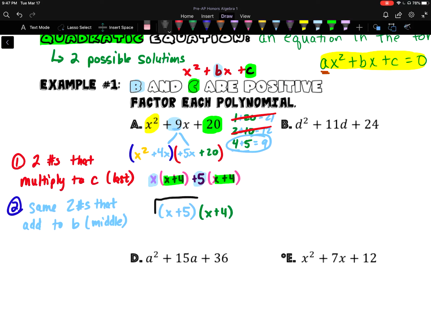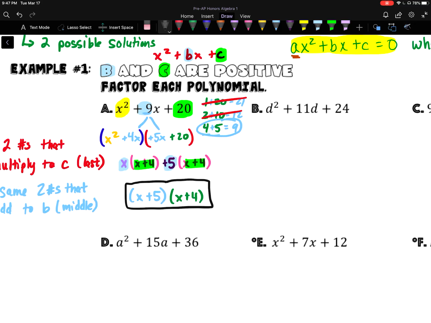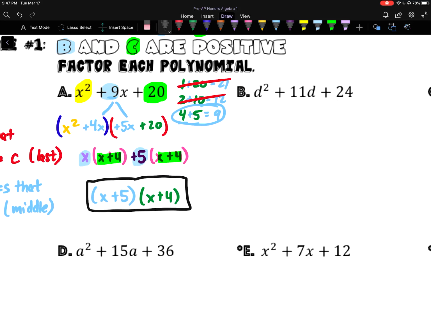Now, factor by grouping is not necessarily needed here, but I'm prepping you for what's to come in the next lesson, when we get problems where A is not equal to 1. So that's the only example I'm going to show you where I do factor by grouping.